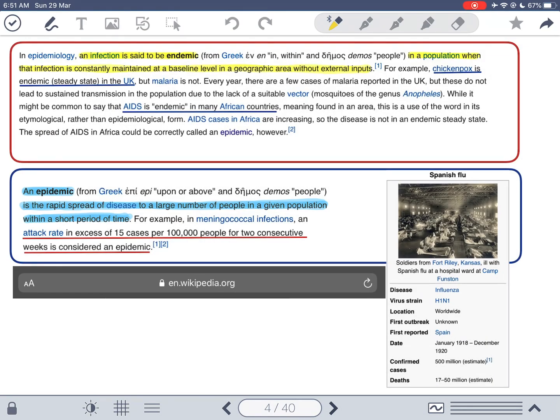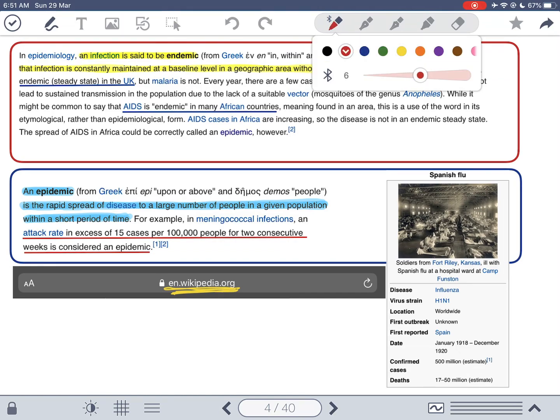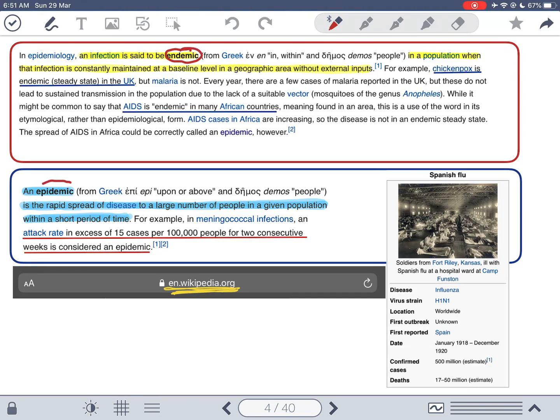Also, you can go to Wikipedia and read in epidemiology what the difference is between an endemic and an epidemic. But since now we have the coronavirus, COVID-19, it is an epidemic, and some people consider it even an extreme epidemic, so they call it a pandemic. An epidemic is the rapid spread of disease to a large number of people in a given population within a short period of time. This is what an epidemic is, and that's what he's simulating in his video.